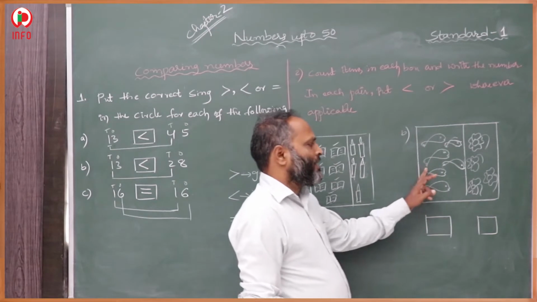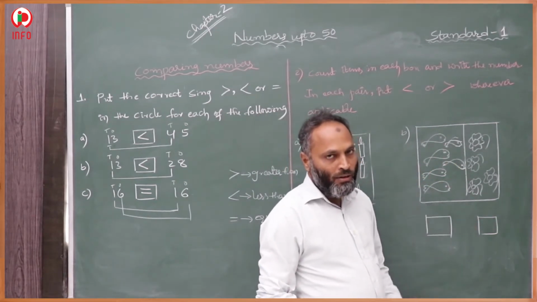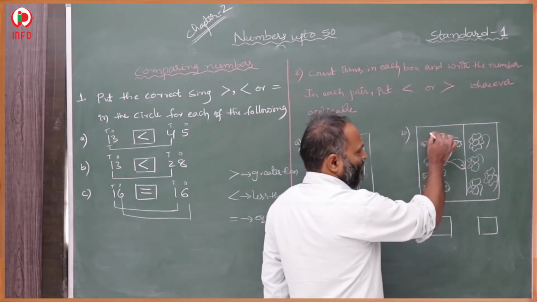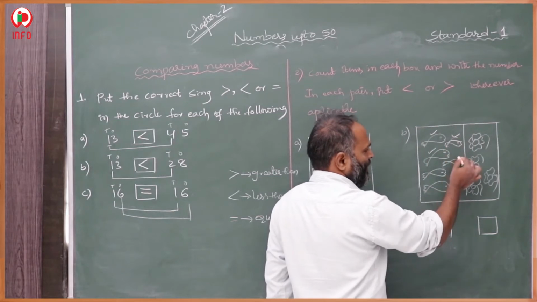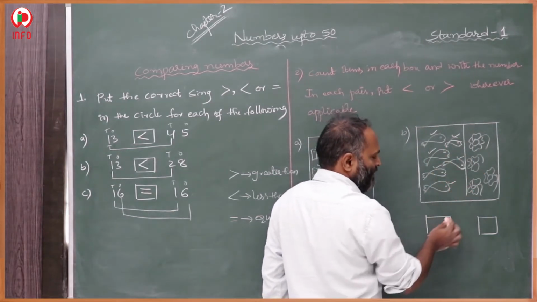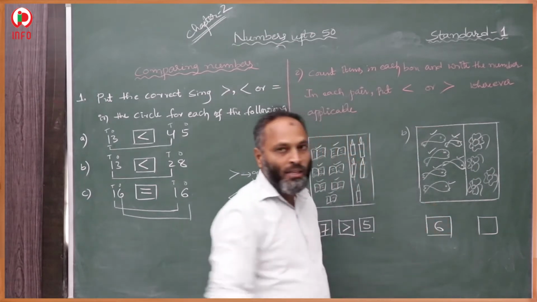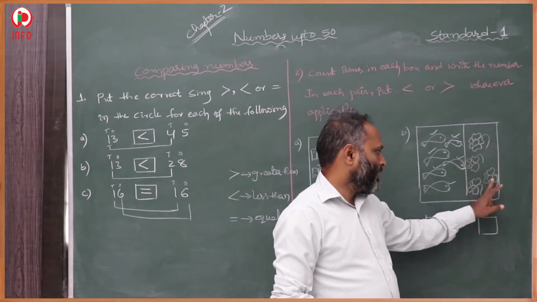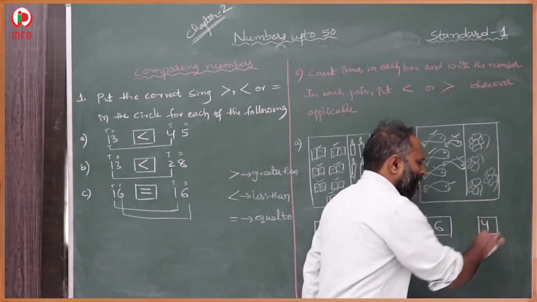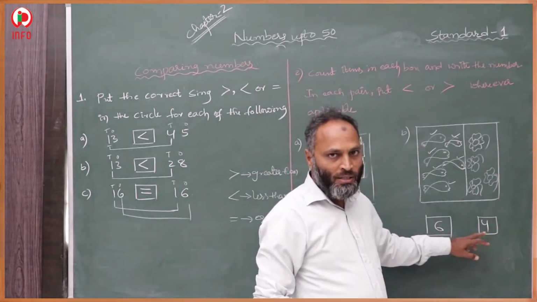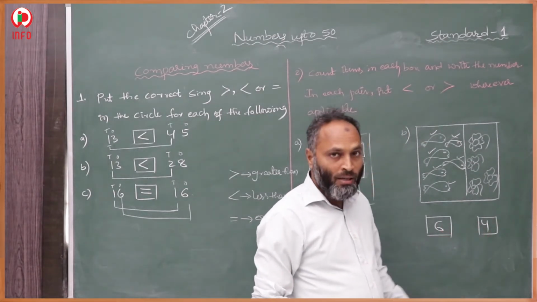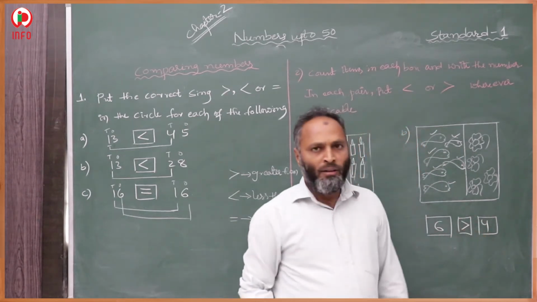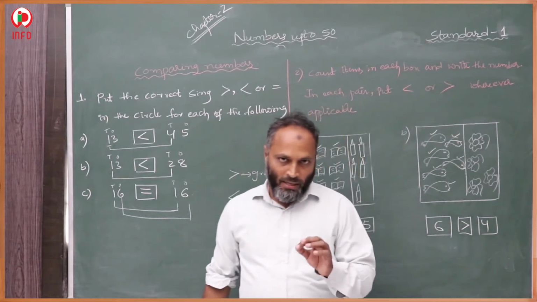Then here fishes and flowers are given. First we have to count how many fishes were there and how many flowers were there. First the number of fishes. 1, 2, 3, 4, 5 and 6. 6 fishes were there here. Then how many flowers? 1, 2, 3, 4. 4 flowers. 6 fishes and 4 flowers. It means 6 is a bigger number. 6 is greater than 4.